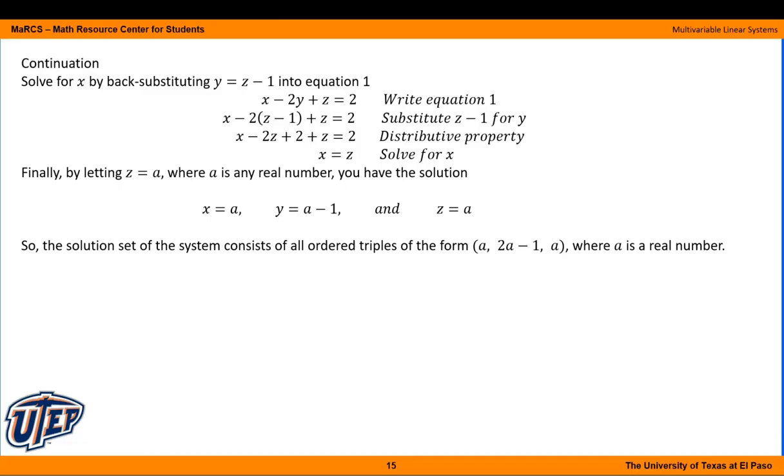Now introduce a parameter. Let z equal a, then x equals a, and y equals a minus 1. Therefore, the solution set consists of all ordered triples of the form (a, a minus 1, a), where a is any real number. Because this can take infinitely many values, the system has infinitely many solutions.